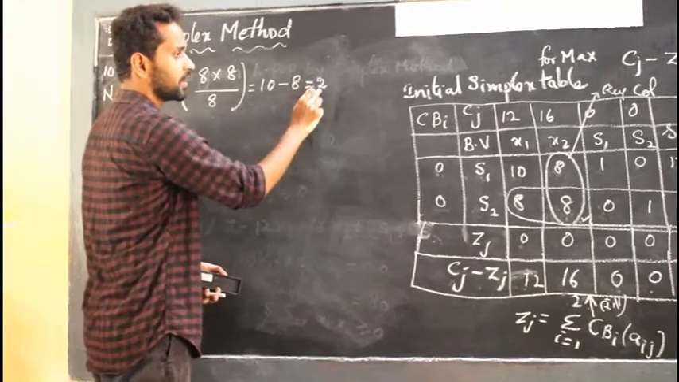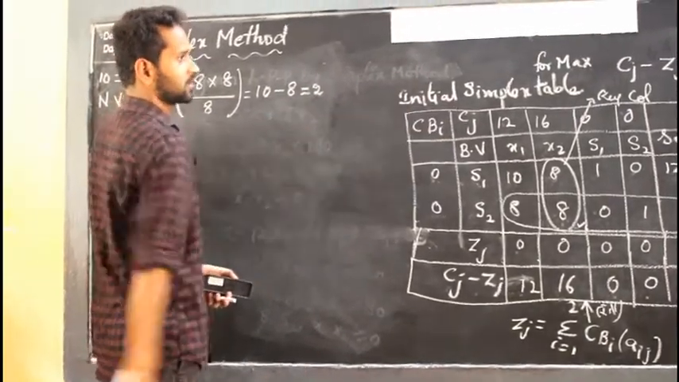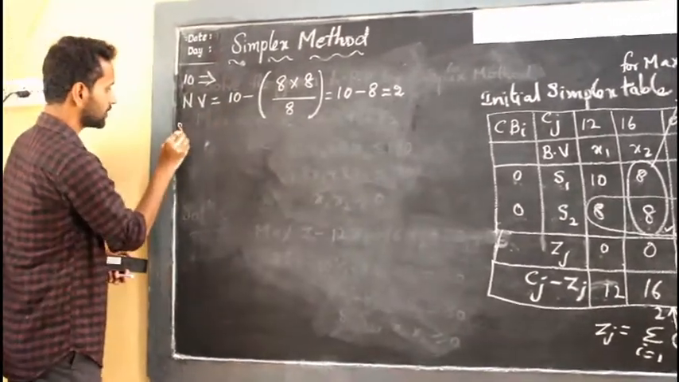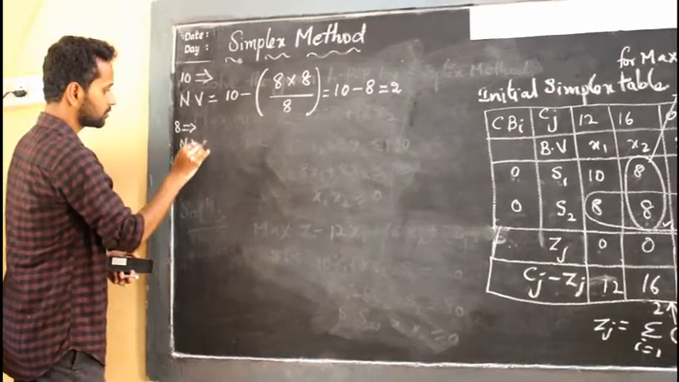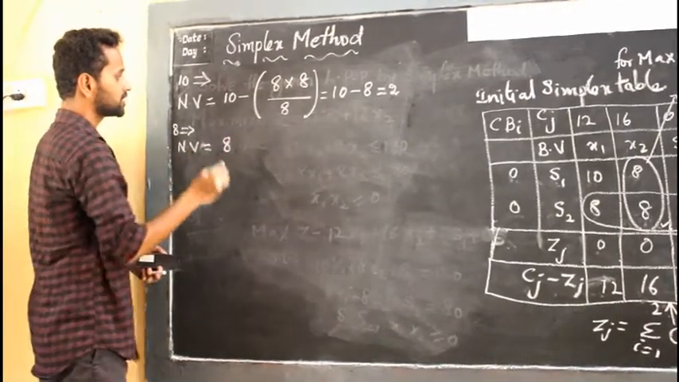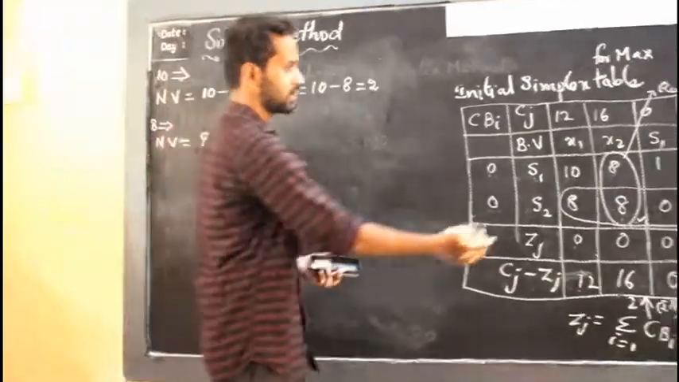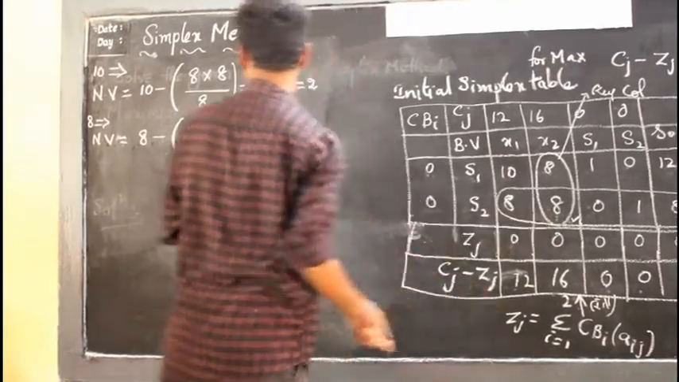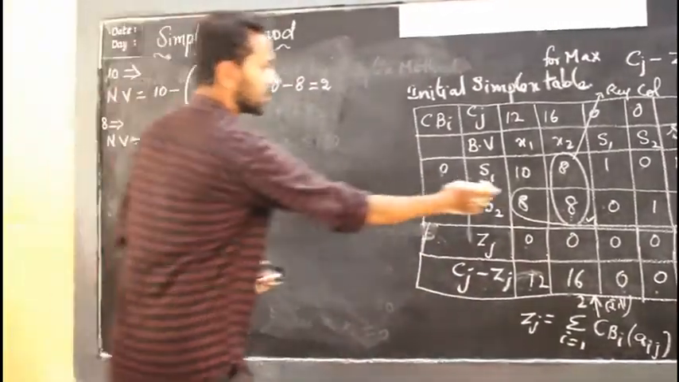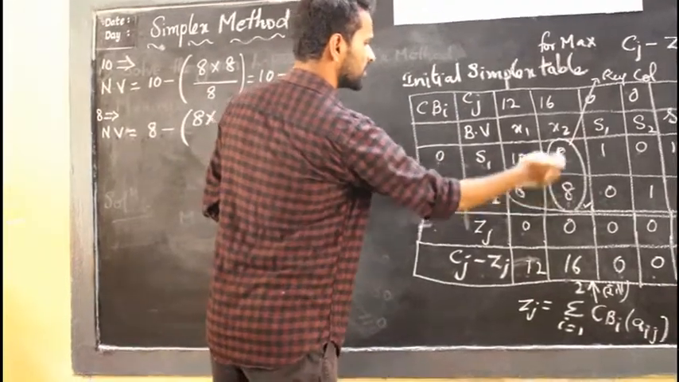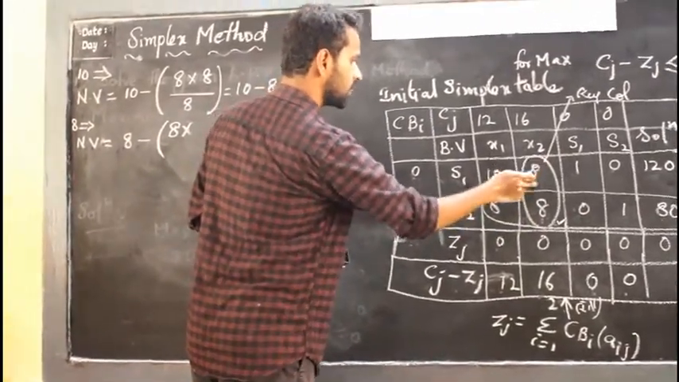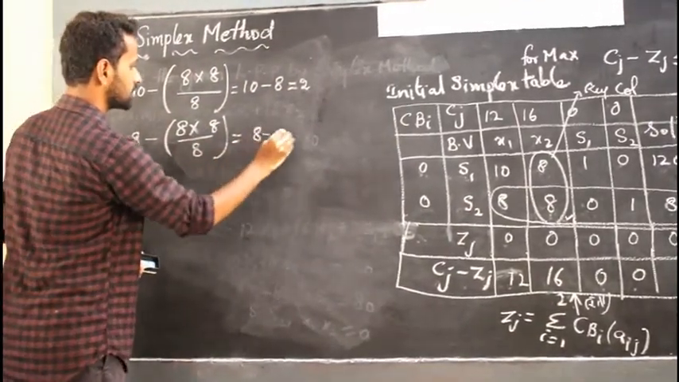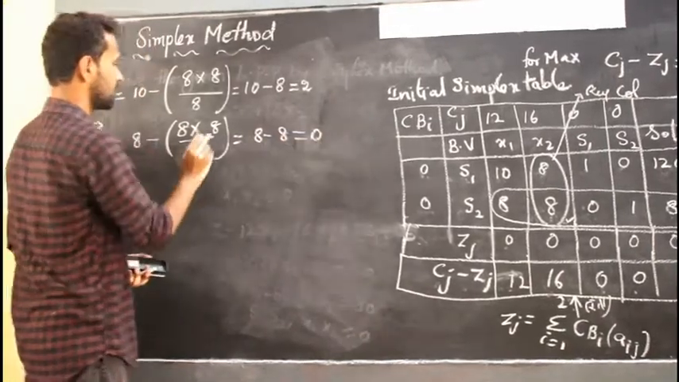You get that? Now this new value I should replace in iteration 1. Let me find all the new values first. Next, my old value is 8. New value equals old value 8 minus, for this particular 8, key corresponding column value 8 itself, into key corresponding row value also 8, divided by 8. This becomes 8 minus 8 equals 0, since it cancels.